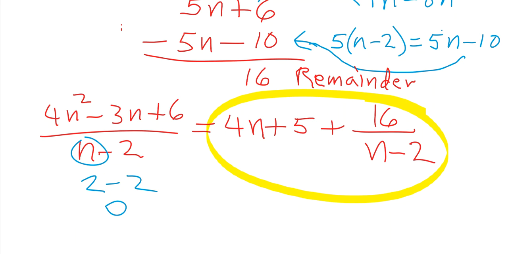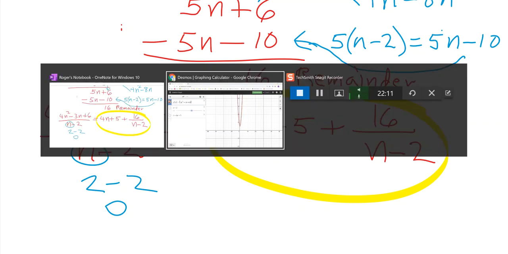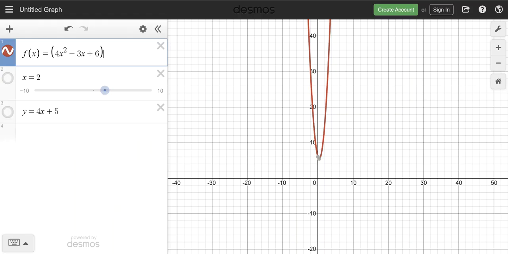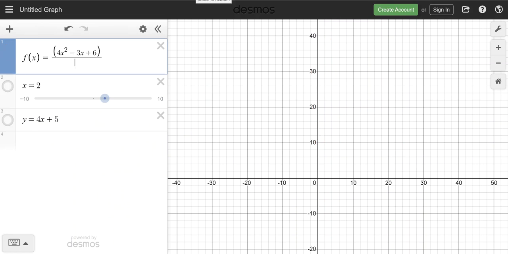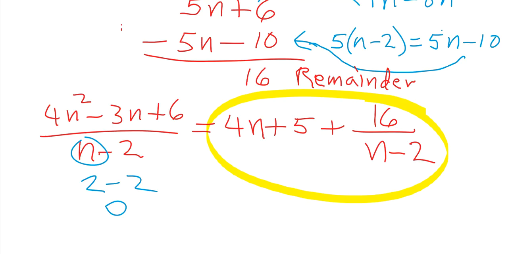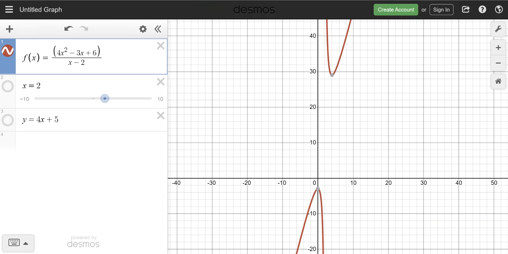So let's go over here and take a look at our function. I've turned it into a function. Let's call this f of x equals 4x squared minus 3x plus 6. Notice that's just a nice parabola. But if I divide it by x minus 2, it becomes a split thing like this. Going back over here, I'm calling this x minus 2 instead of n minus 2. So the trinomial 4x squared minus 3x plus 6 divided by x minus 2, this is what it looks like.